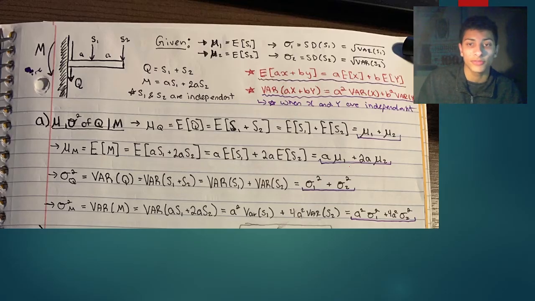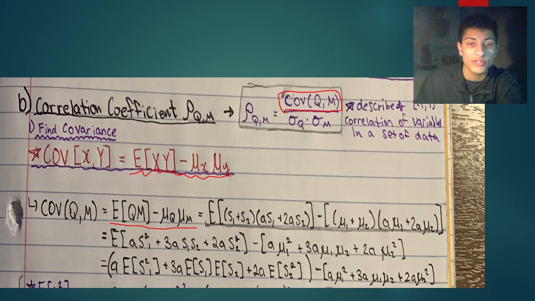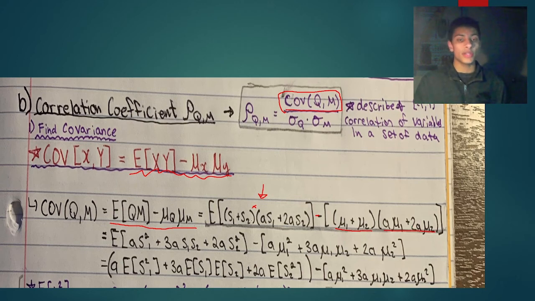Our expected value of Q is going to be mu1 plus mu2. Expected value of M is mu1 plus 2a mu2. So we can see that we plug those into our expected value right here, and we're going to be taking the product of those minus the product of their means, which these are the means that we also just solved for above. So our first step is to put our values into this equation.